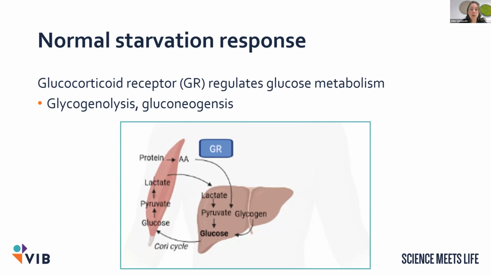So GR, or the glucocorticoid receptor, is a nuclear receptor which regulates glucose metabolism. Via glycogenolysis in the liver, glucose can be produced, which can then be used by other organs, for example the muscle, to provide energy via the glycolysis pathway. Glycolysis will lead to lactate. Lactate in turn can be taken up again by the liver and used in the gluconeogenesis pathway to produce glucose. It's actually a cycle, the Cori cycle, with gluconeogenesis and glycolysis.